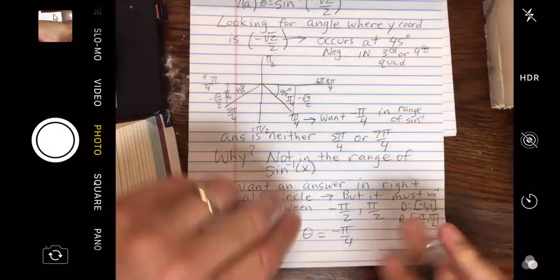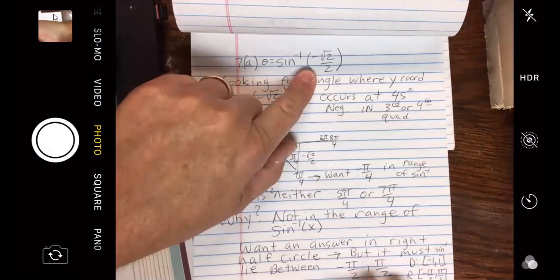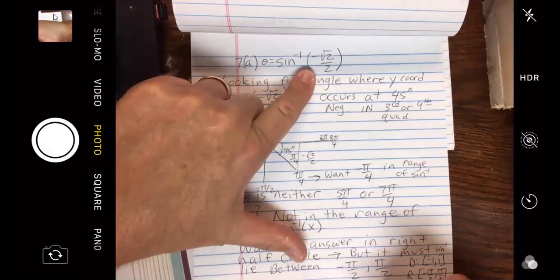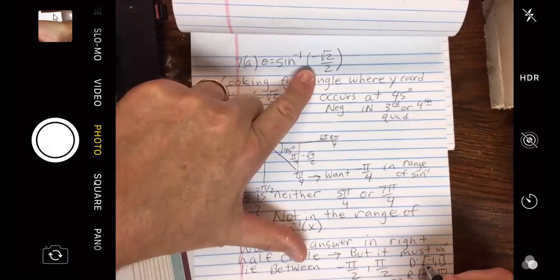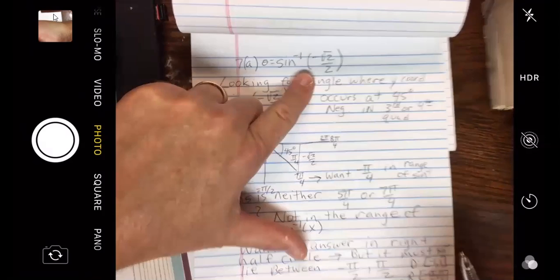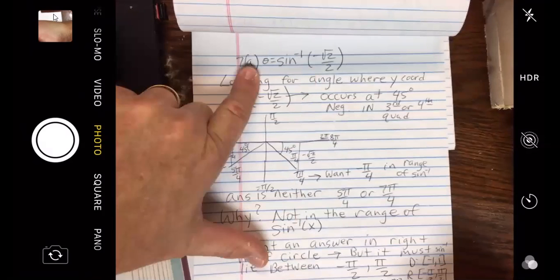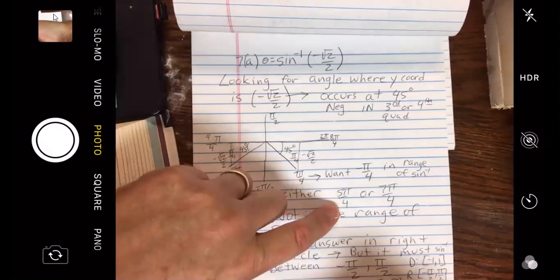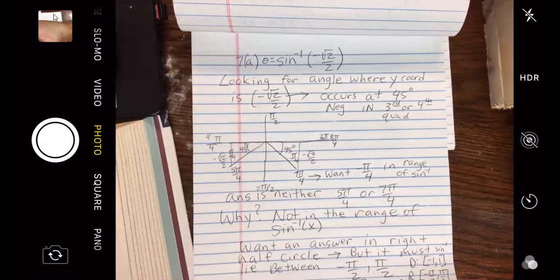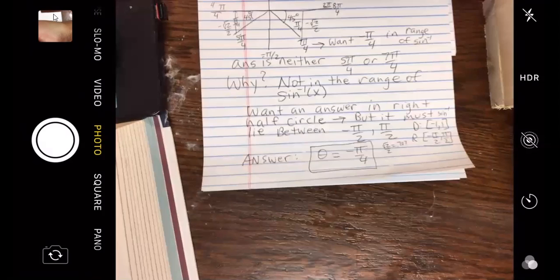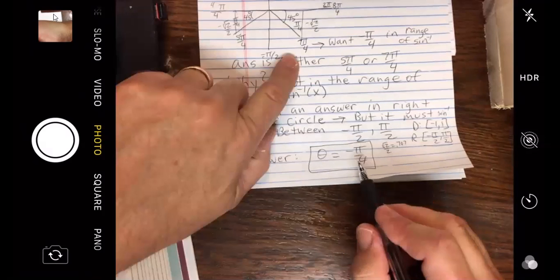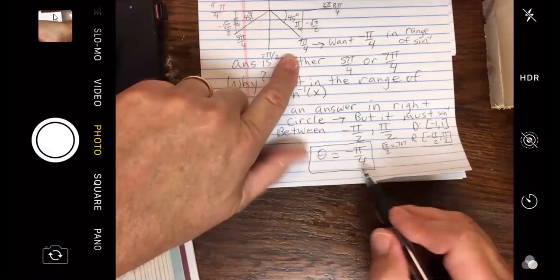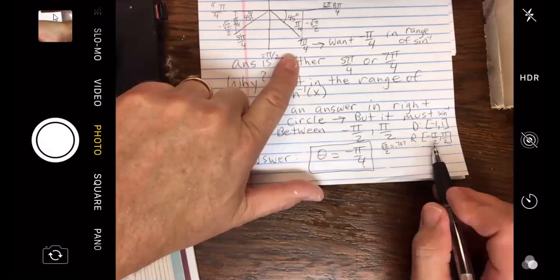Root 2 over 2 was 0.707. I punched it in when I showed you the graph, 0.707. So it's in the domain. So it's a legal domain. Your output has got to be in the range from minus pi over 2 to pi over 2. So we have to call it negative pi over 4. Not 7 pi over 4, because it's got to lie between negative pi over 2 and pi over 2.